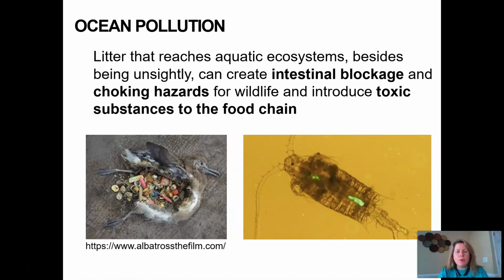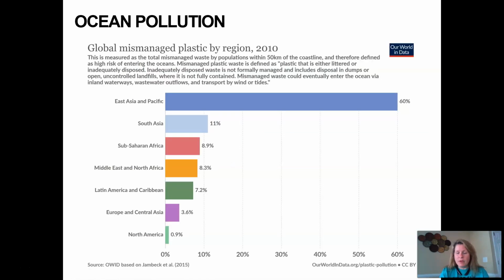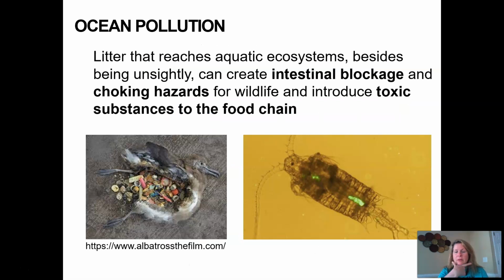And then the problem with plastic is that you can end up blocking the intestines of creatures, and it becomes a choking hazard for them. I'm sure you've seen the pictures of the animals with the 6-pack rings around their necks. Also, you get microplastics, teeny tiny, that get ingested, and then those plastics can move right on up the food chain. We're all probably eating plastic and also breathing in plastic at this point.